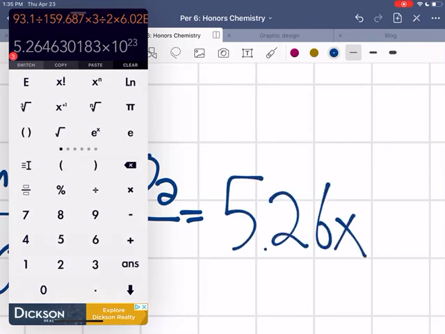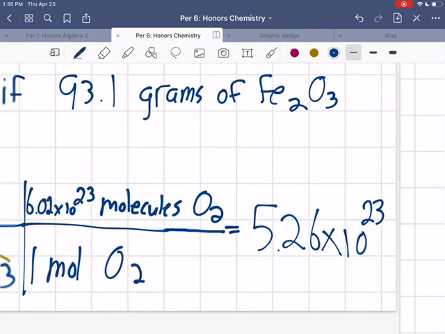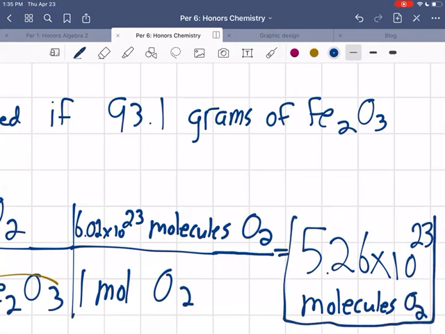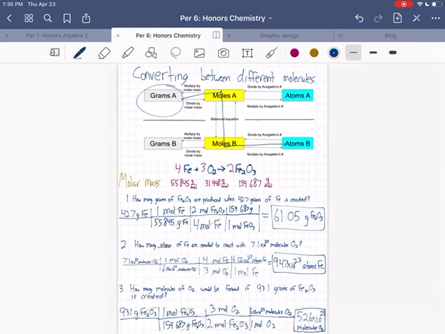We'll use 2 decimal places times 10 to the 23rd, and our unit is molecules of oxygen. There you go. Those are 3 different problems, but they are all using the same balanced equation.